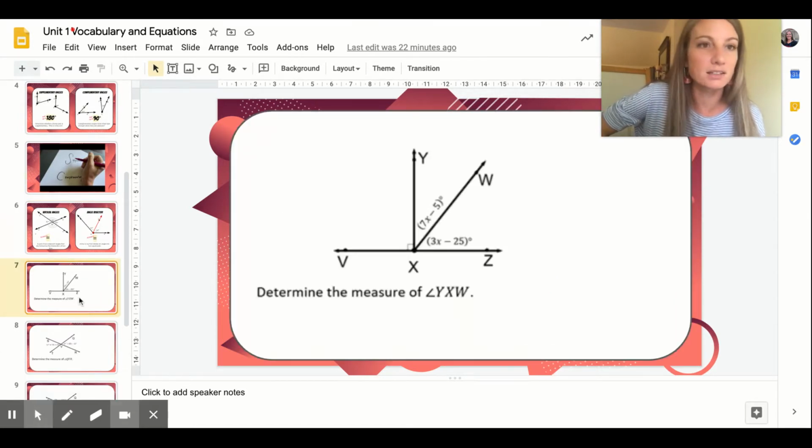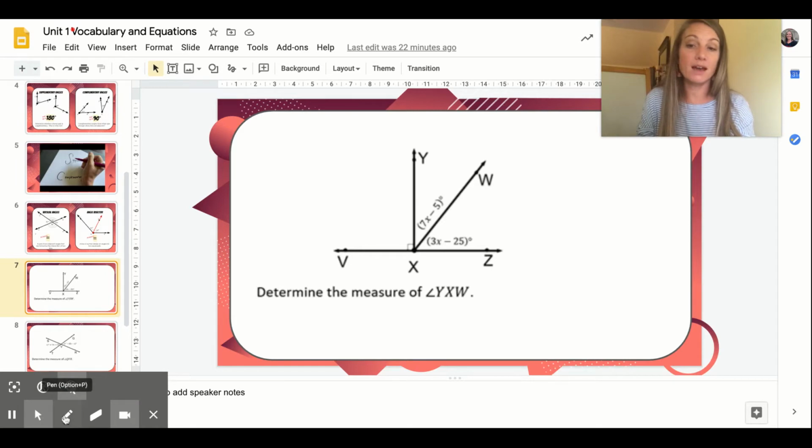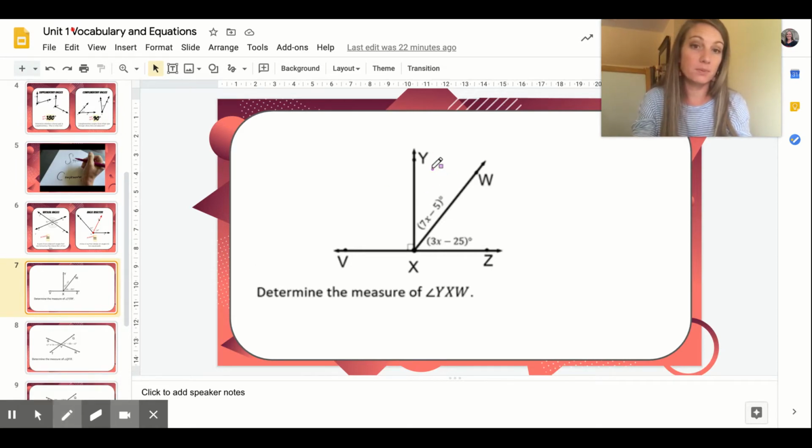All right, let's take a look at this first example. And this example is on your note sheet, so you can just have it printed out right there for you, or write it on a piece of paper. So we need to determine the measure of angle YXW. So if this were me, I'd immediately go to YXW, and I'd put a question mark here, because I want to know what is that measure. Because you're going to start getting confused. You're going to be like, am I finding X?